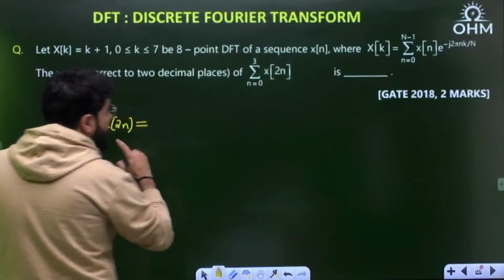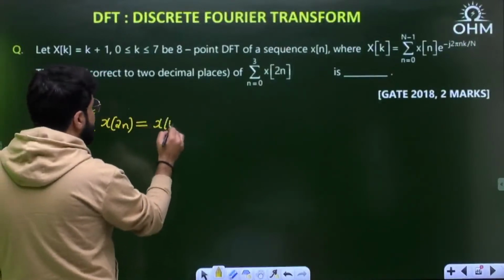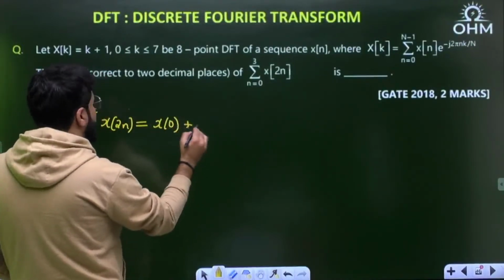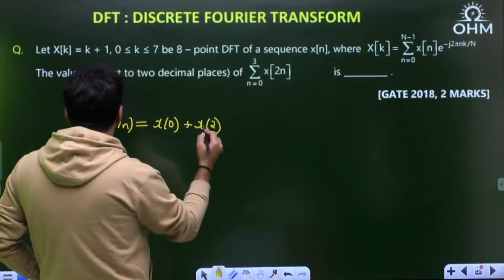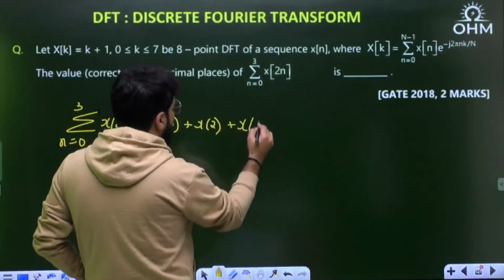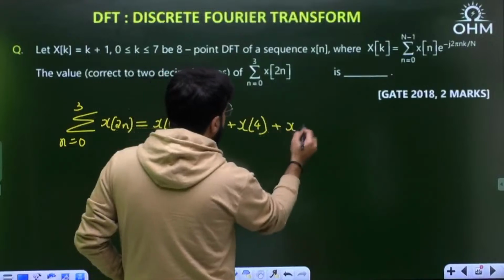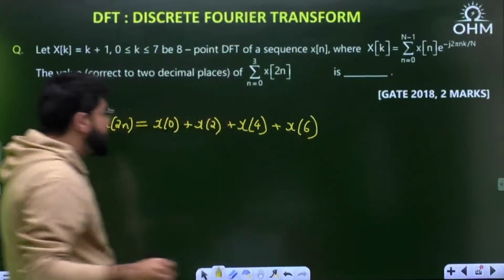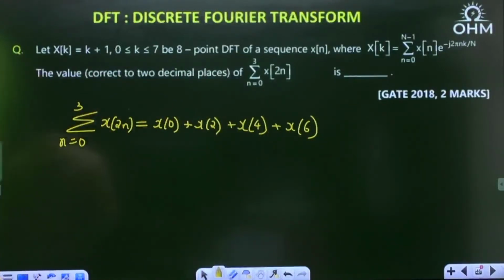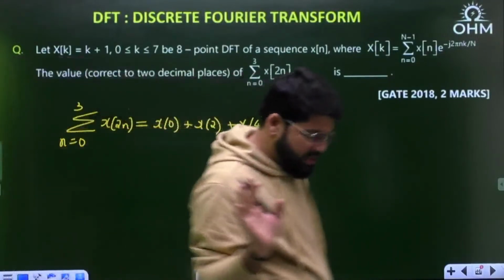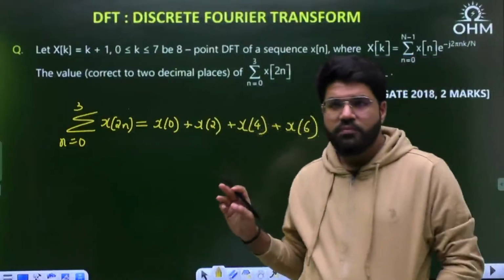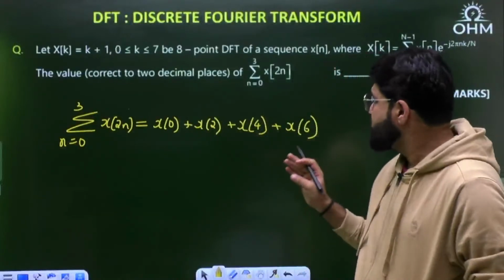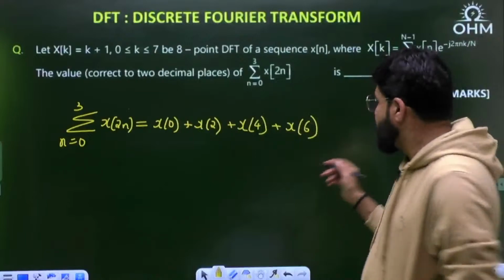So once I open this for n equal to 0 to 3, the first is x0. For n equal to 1, x of 2. For n equal to 2, x of 4. And for n equal to 3, it is x of 6. x0 plus x2 plus x4 plus x6. This is what is the answer, correct? This is what I want actually.